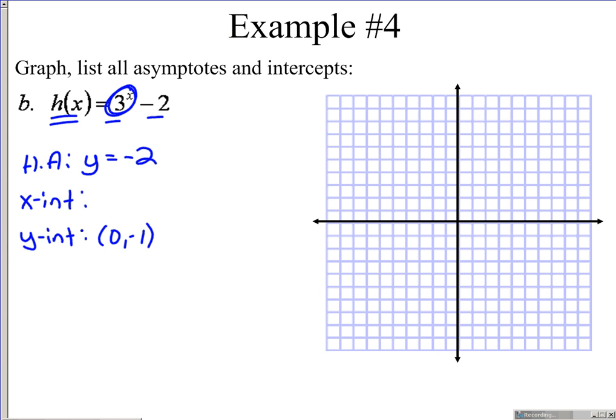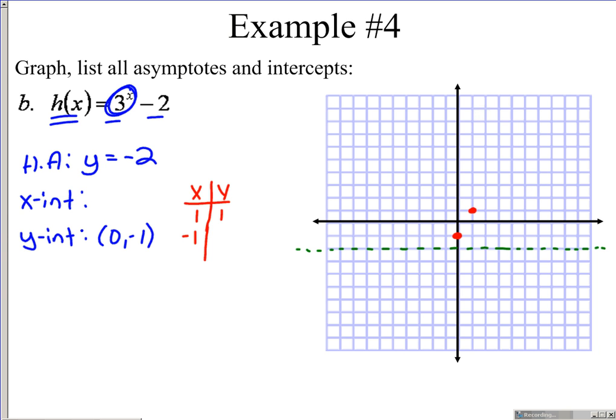Let's graph what we have here first. Horizontal asymptote is at y equals negative 2. Y-intercept 0, negative 1. Let's pick a couple other values. If I put 1 in for x, 3 to the first power is 3. 3 minus 2 is 1. So we have a point at 1, 1.